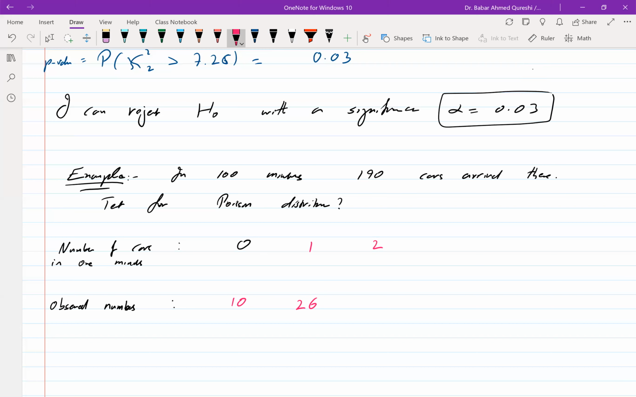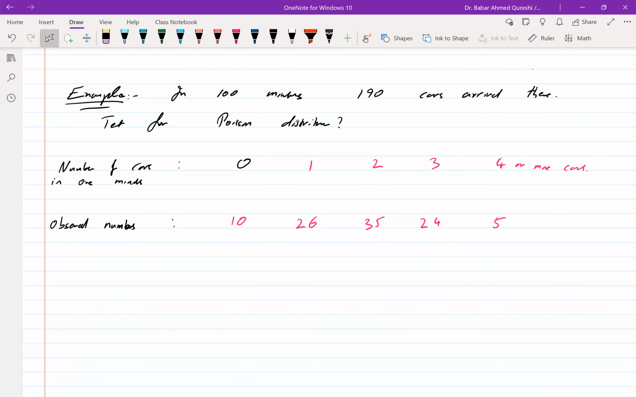And 35 where 2 cars arrived. And 24 where 3 cars arrived. And there were 5 such minutes where 4 or more cars arrived. So we want to see if this follows the Poisson distribution or not.